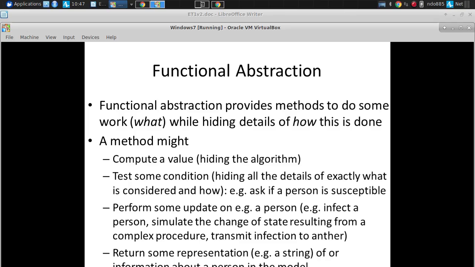So methods here are functions. Methods are functions on objects that have additional access to that object state, but we could think of them as a type of function. They might compute a value, for example, hide the algorithm by which they compute it. They might test some condition, some logical condition that we're testing.